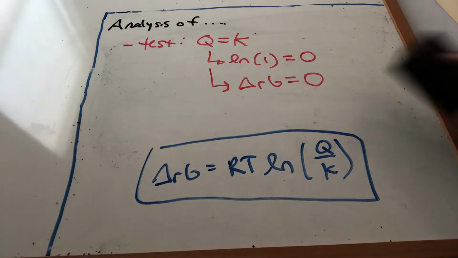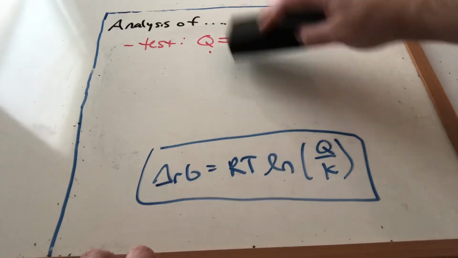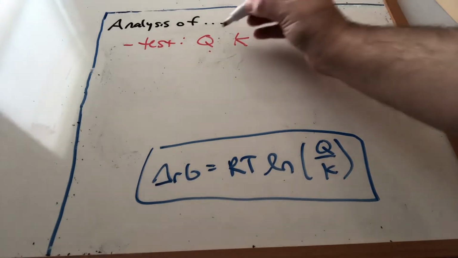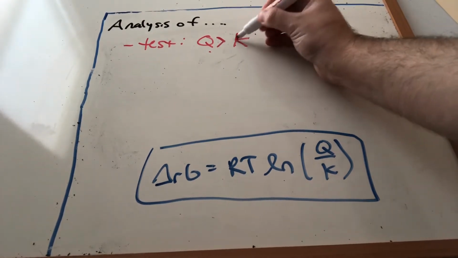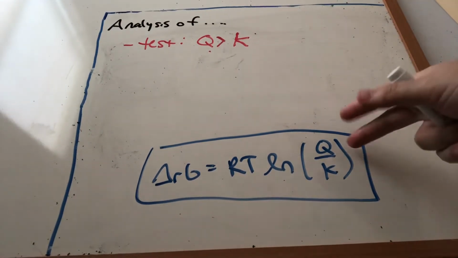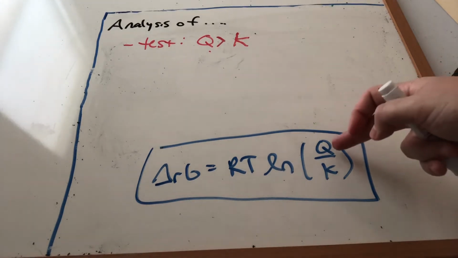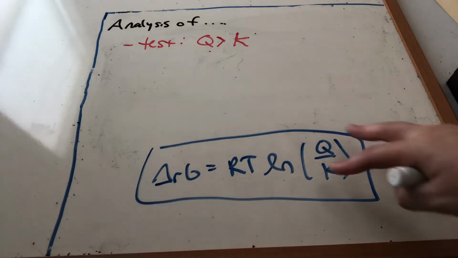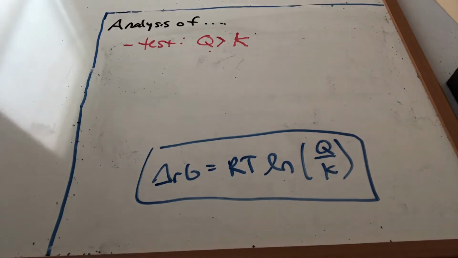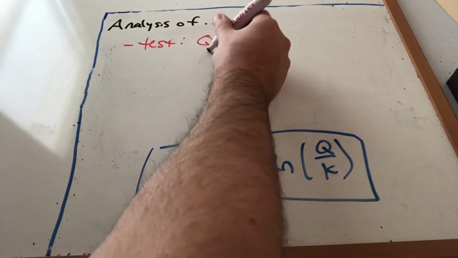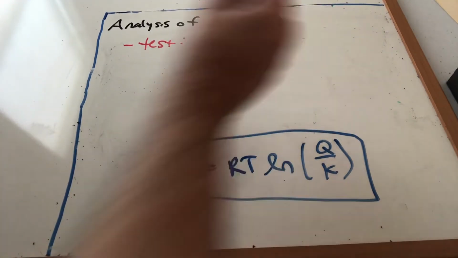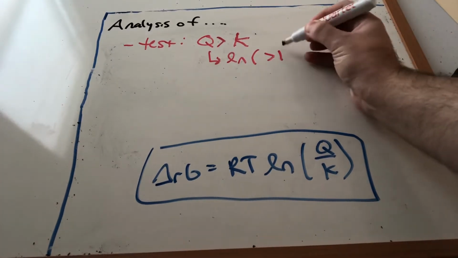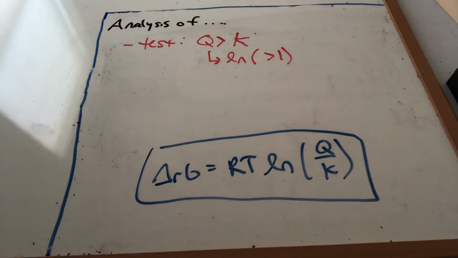Okay, let's do another test. Let's do a test where Q is greater than K. So you look at all your initial pressures, throw them in the Q, calculate a value. You have K that's set for that temperature. K is set for a given temperature. You do this division and you see that Q is greater than K. What we have is the natural log, and inside here this number is greater than 1. So I'm just going to write this as greater than 1. It's a natural log of a number that's greater than 1.